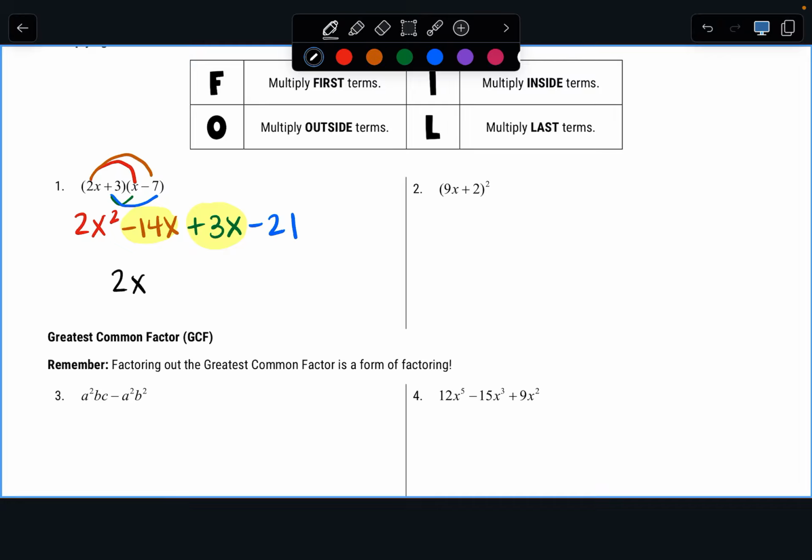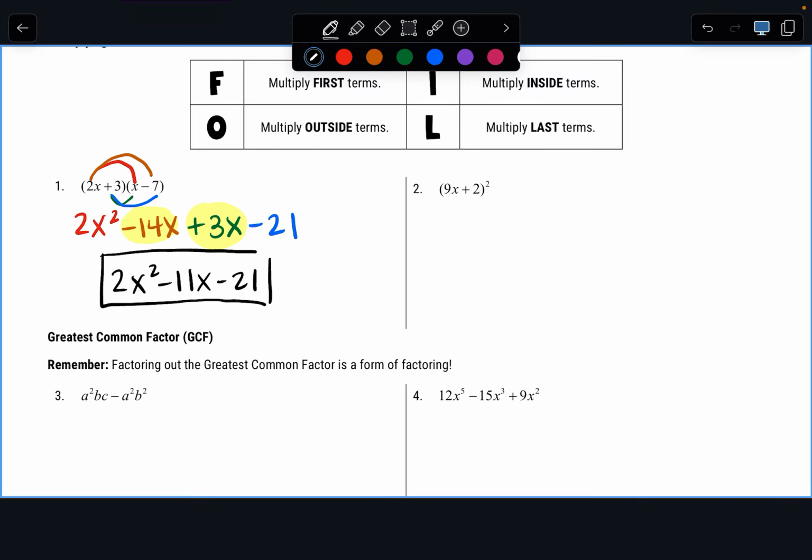So 2x squared doesn't have anything to combine with. What's negative 14 plus 3? Negative 11. And you just write x as is. Don't turn it into x squared. Don't do anything with the exponents at all. It's just going to stay x, and then we're going to have minus 21.